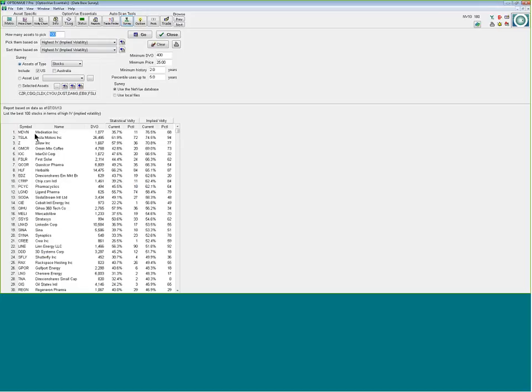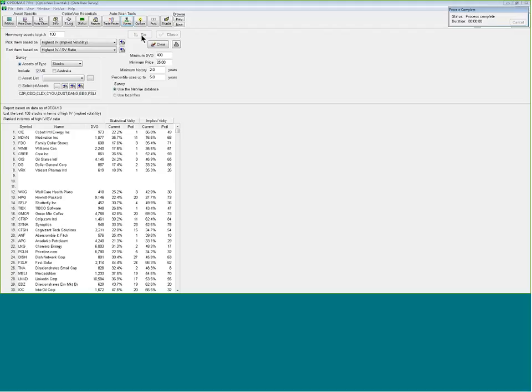Implied volatility is determined by the options. Statistical volatility is determined by the stock. So that's how much the stock has been moving over the past 30 days. If we notice, there's quite a difference between those two. If we wanted to see highest implied volatility to statistical volatility, we could go like this, and all of a sudden we have somebody else that's higher. We have Cobalt International versus Medivation. And there's a number of different ways we can look at this.